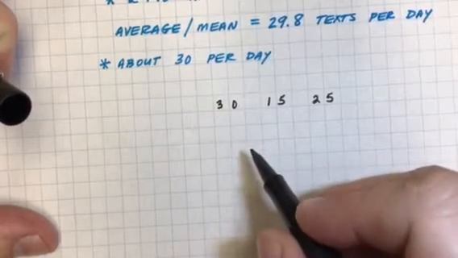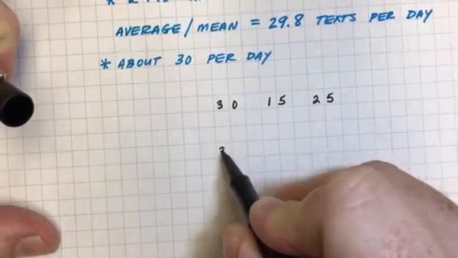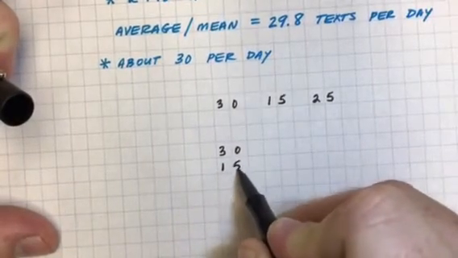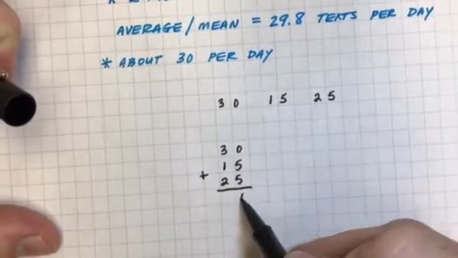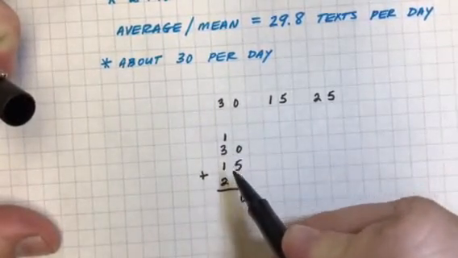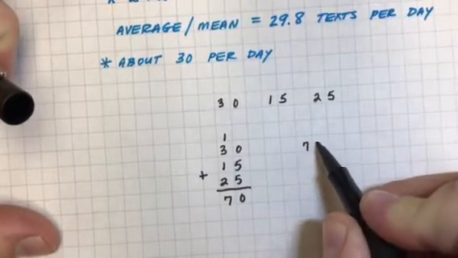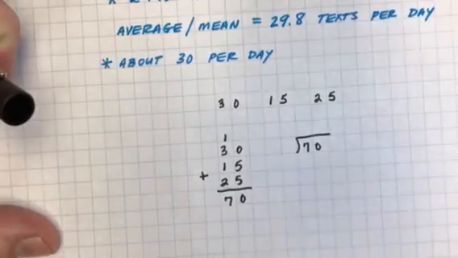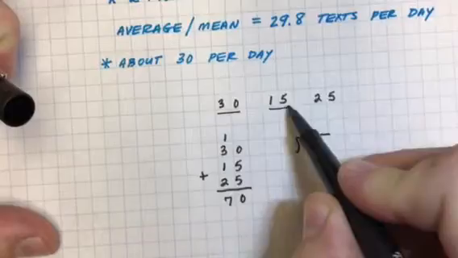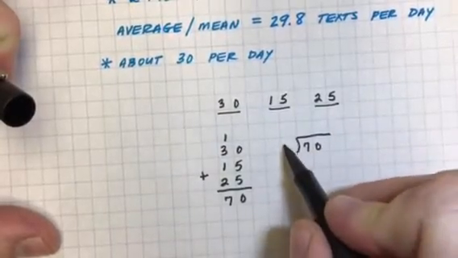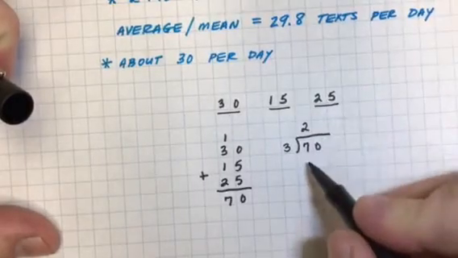The formula for finding the average or the mean is to add those up. So we could do that however we wanted to. In this case, it's easy to add all three since there's only three pieces of data. And we would get 70. Now we're going to take that 70 and divide it by the number of pieces of data that we have. We have 1, 2, 3 pieces of data. So we're going to divide it by 3. And we can do that pretty easily.